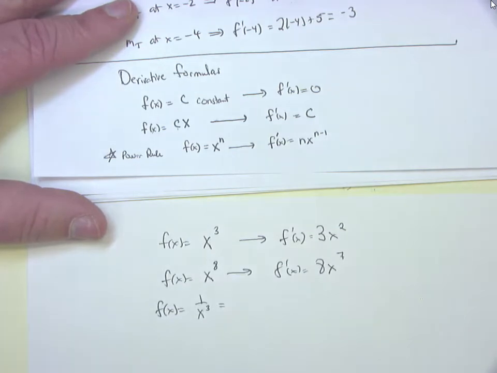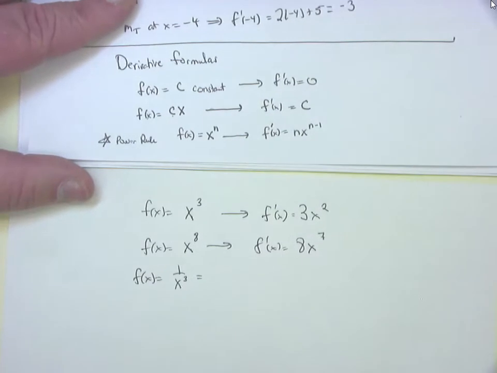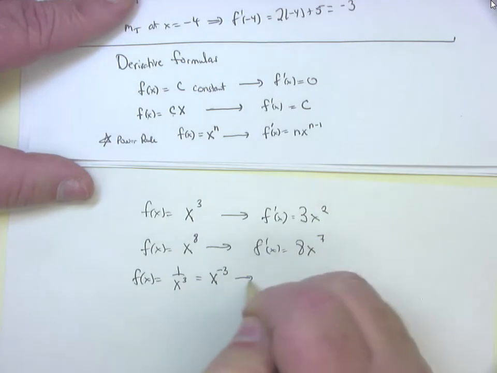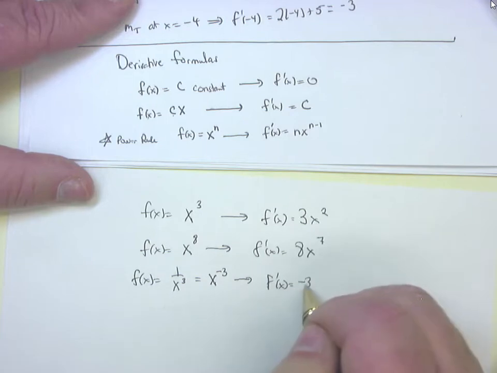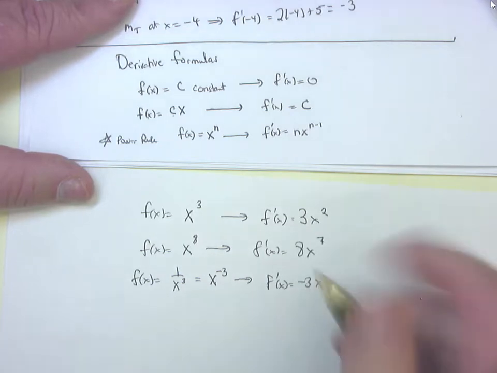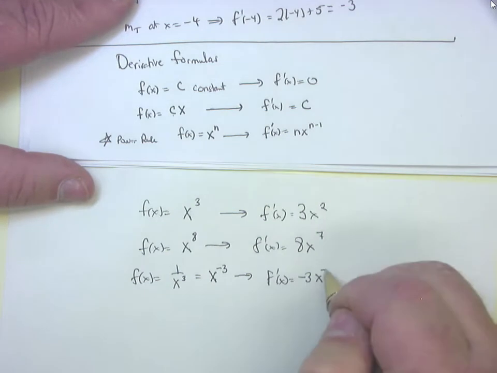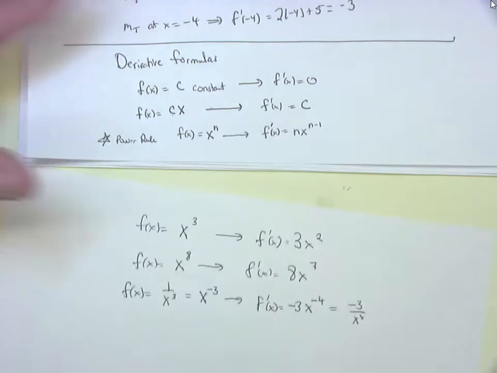What is the derivative of 1 over x cubed? First things first, clean it up. 1 over x cubed, we don't like stuff on the bottom. You can bring stuff off the bottom to the top using negative exponents. This is x to the negative 3. What's the derivative? Bring it down front, negative 3x, and subtract 1. But be careful. What's minus 3 minus 1? Negative 4. And you can clean it up if you want to, make it negative 3 over x to the 4th, but we'll take it either way. But you got to clean it up first.